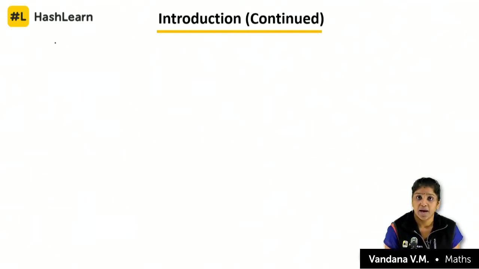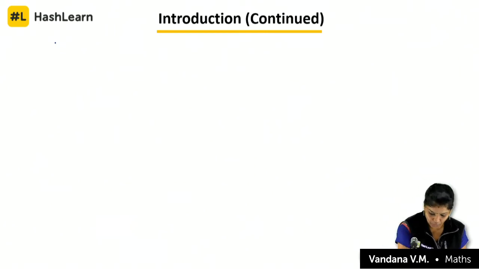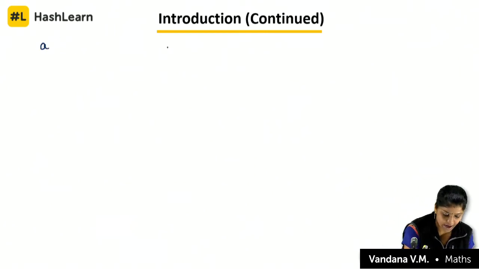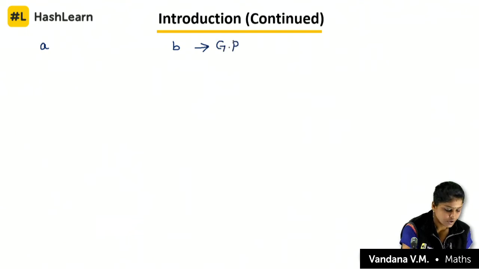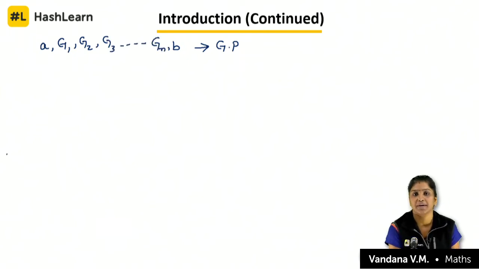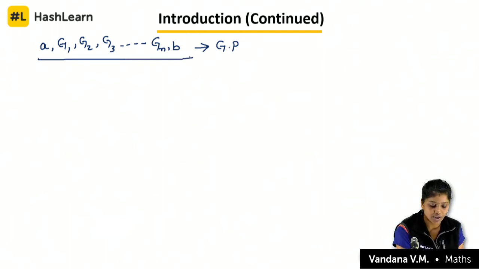Suppose A and B are in geometric progression, and you would like to insert G1, G2, G3, and so on up to Gn, n geometric means. How to calculate? The same thing. Totally how many terms are there? Yes, n plus 2 terms are present.